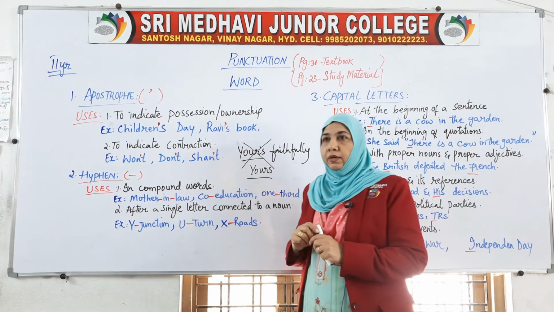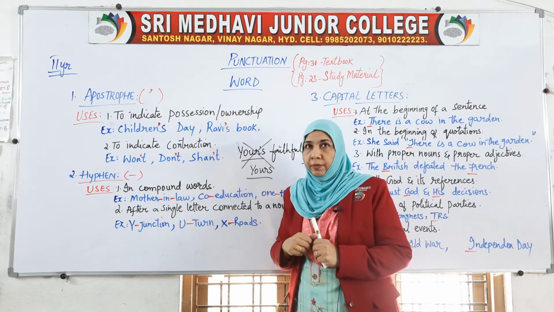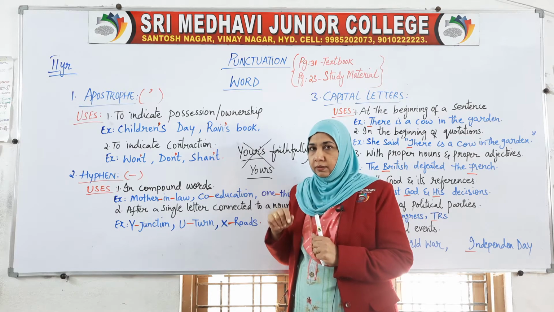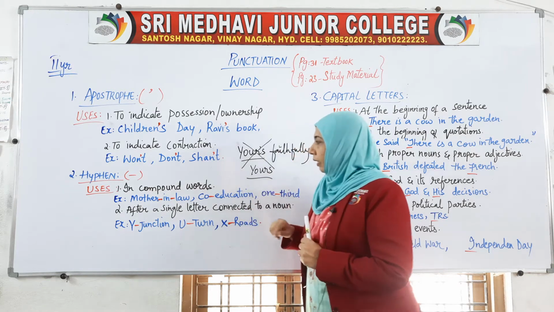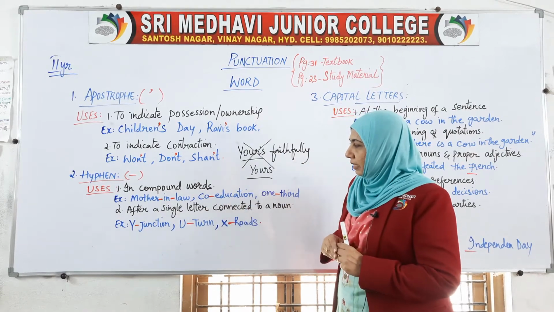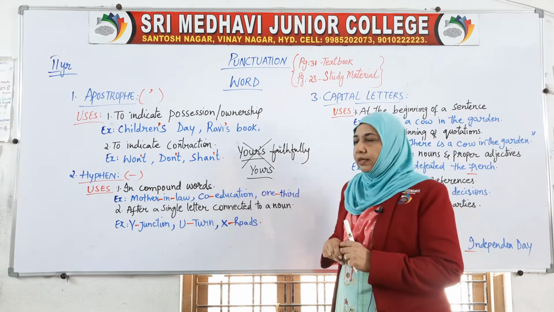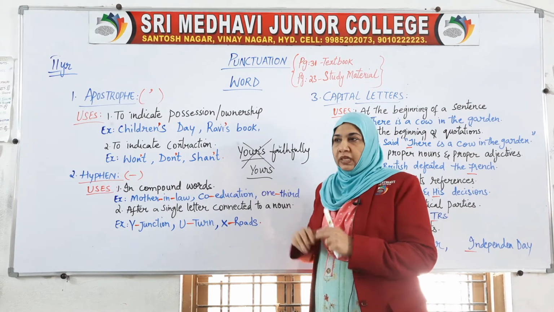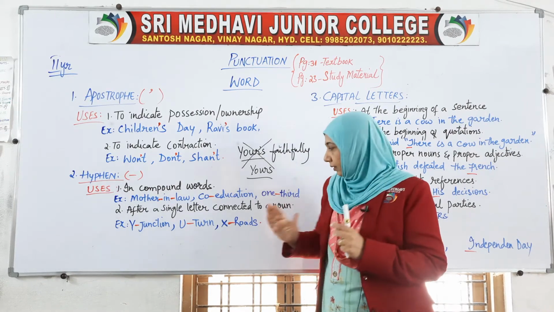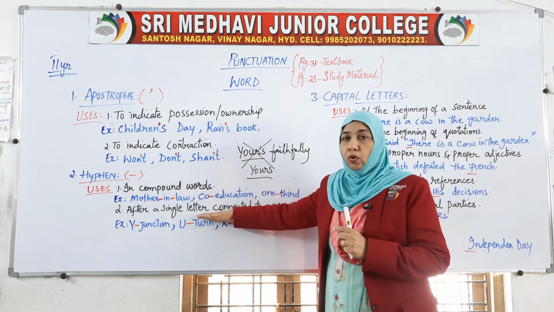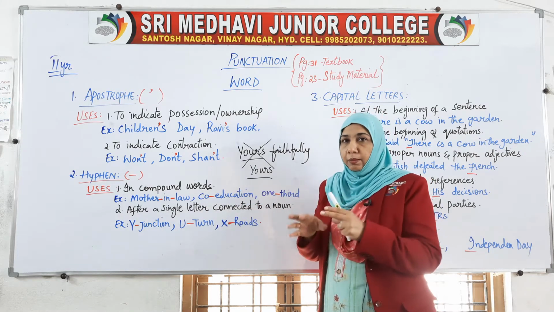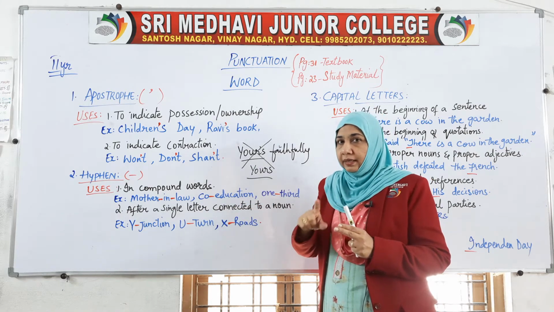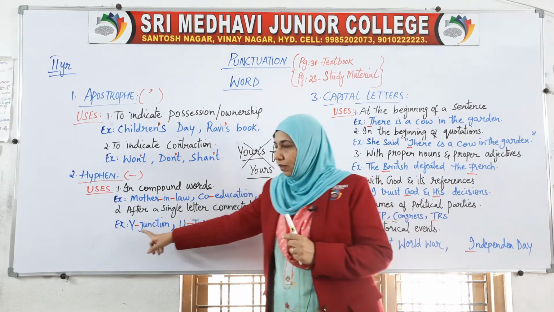Like you must have seen, or you must have written, half-an-hour. For that also we can use the hyphen. Now next is after a single letter connected to a noun. When we are using any single letter, it is not a word. Remember it. When 2-3 letters combine together, they can make a word. A letter is different. A letter is a single one.